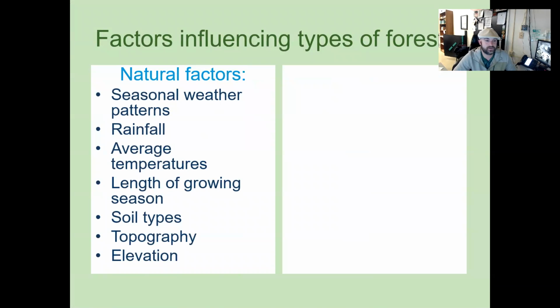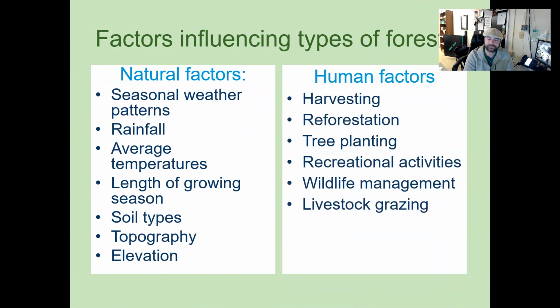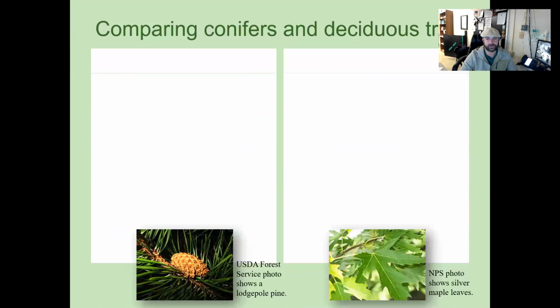So factors influencing types of forests: natural factors include seasonal weather patterns, rainfall, average temperatures, length of growing season, soil types, topography, and elevation. And some human factors here: harvesting, reforestation, tree planting, recreational activities, wildlife, and livestock grazing.